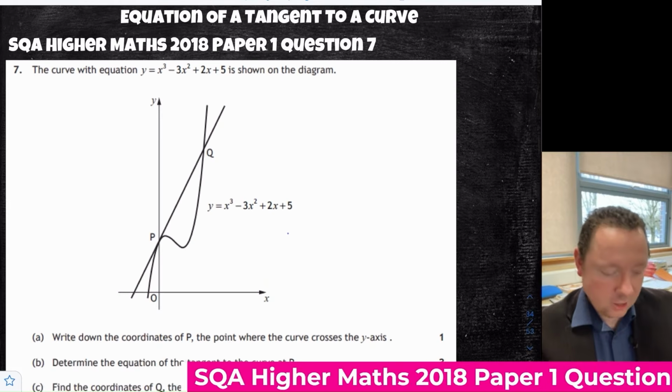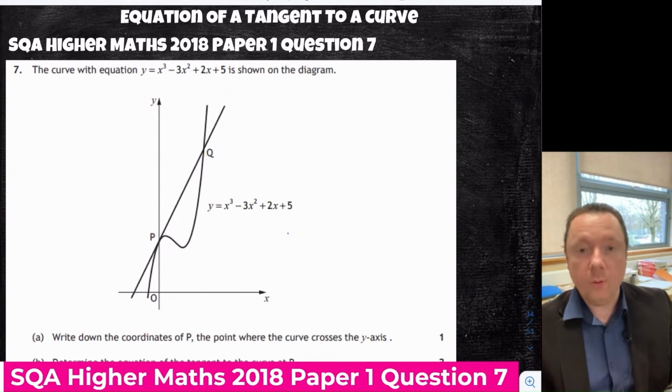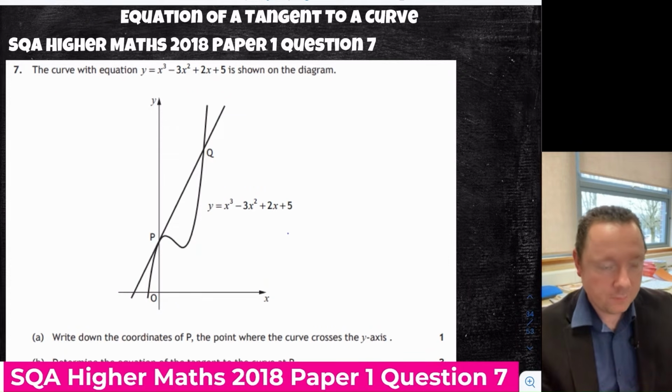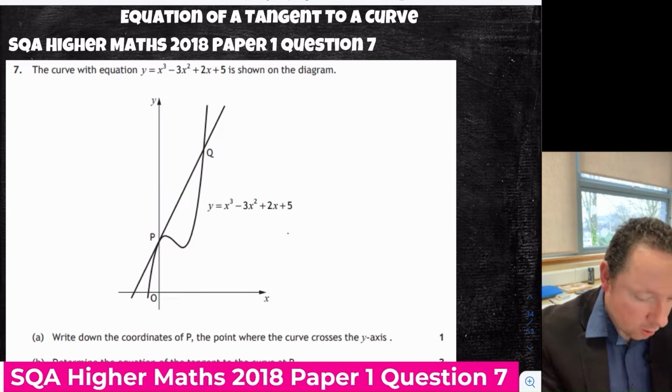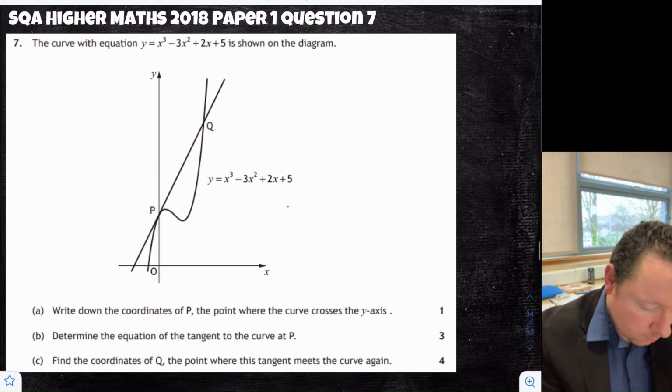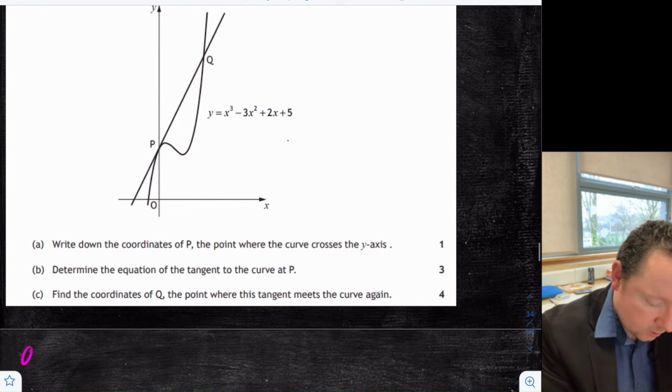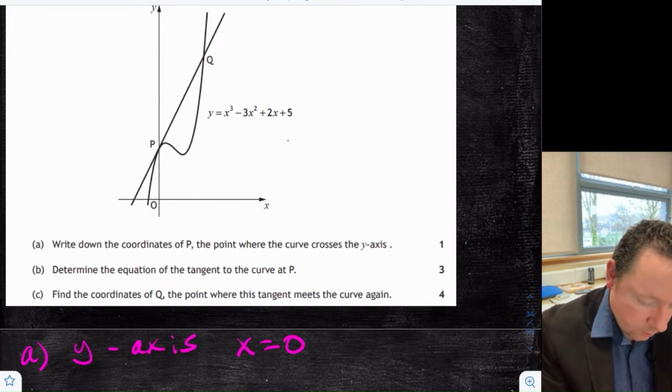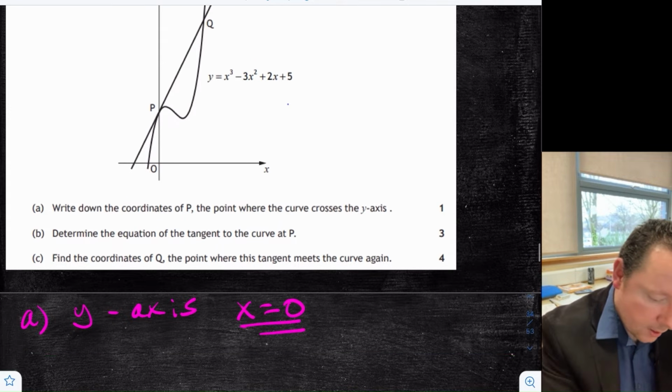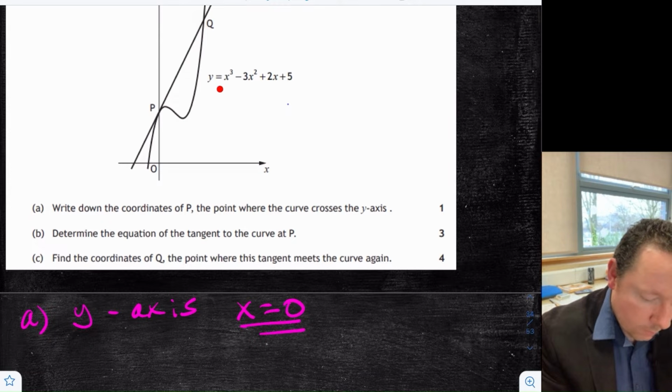And we're done there. SQA Higher Maths 2018, Paper 1, Question 7, the equation of a tangent. You've got this curve shown in the diagram. Write down the coordinates of P, the point where the curve crosses the y-axis. So for part A, it cuts the y-axis when x equals 0. So subbing 0 in, that's really easy. 0 minus 0 plus 0 plus 5. When x is 0, y is 5, so it's 0, 5.